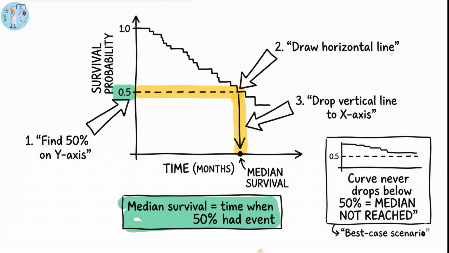That's it. It's the point in time where half the patients in that group have had the event and the other half are still alive. So if drug A has a median survival of 36 months and the placebo is 18 months, that's a huge, clear difference.